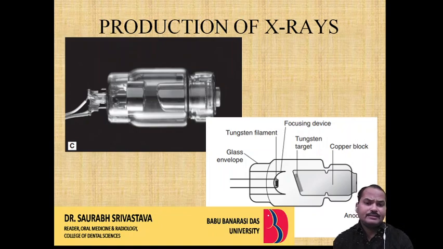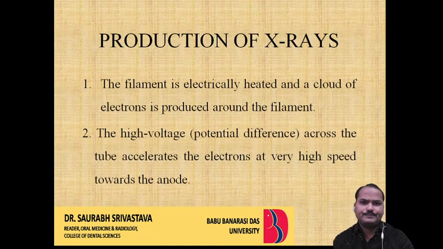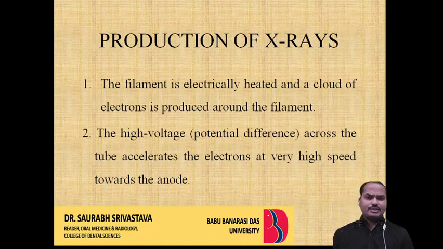And this tungsten filament of the cathode is itself placed in a concave shaped cup of molybdenum, which is called the focusing device or the focusing cup. Now, how are these X-rays produced? We see that this filament present on the cathode is heated electrically, and a cloud of electrons is produced around this filament.